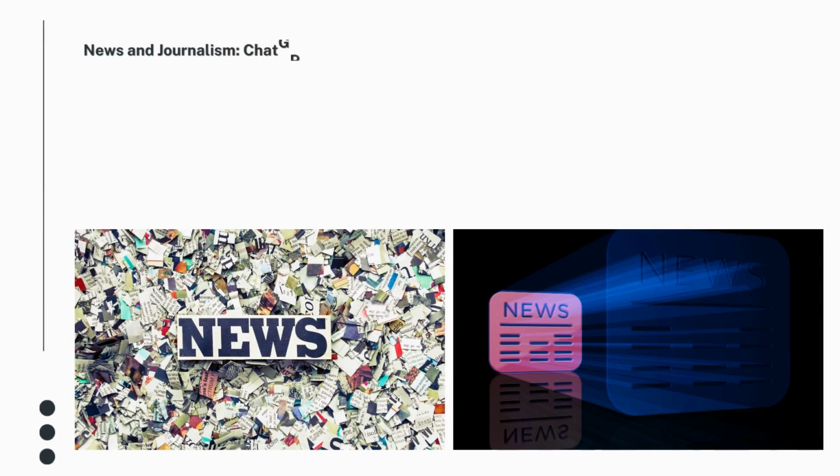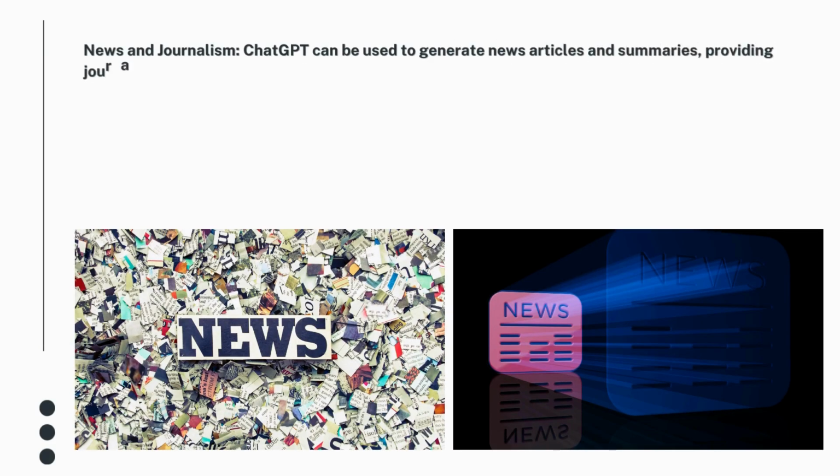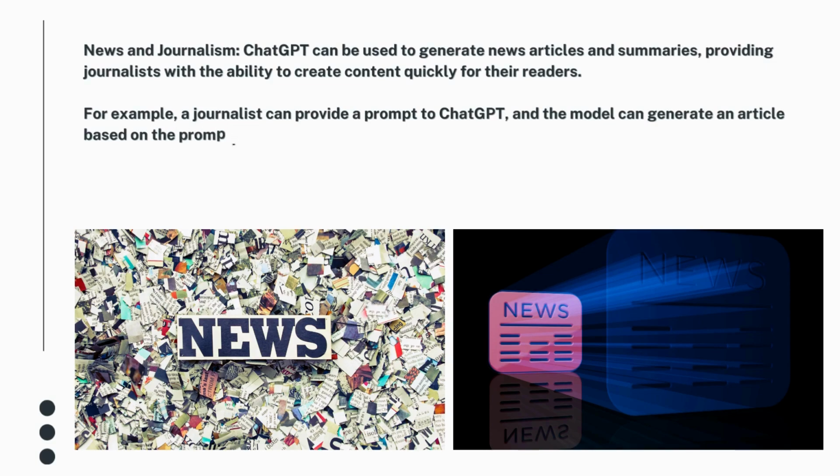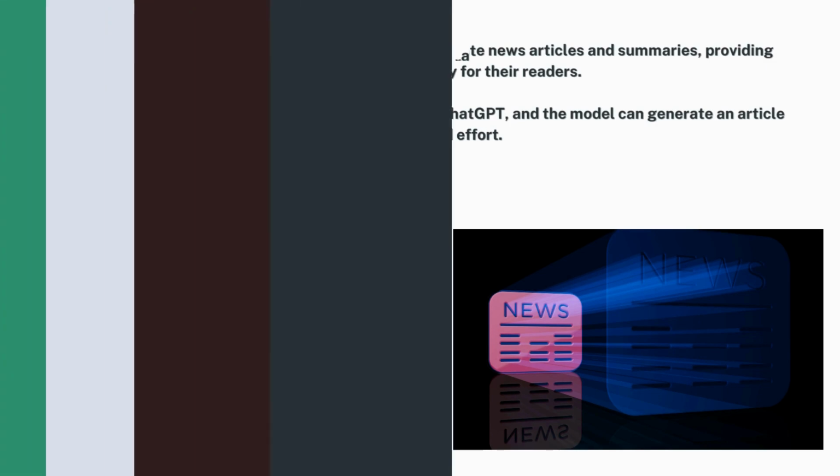News and journalism. ChatGPT can be used to generate news articles and summaries, providing journalists with the ability to create content quickly for their readers. For example, a journalist can provide a prompt to ChatGPT, and the model can generate an article based on the prompt, saving the journalist time and effort.